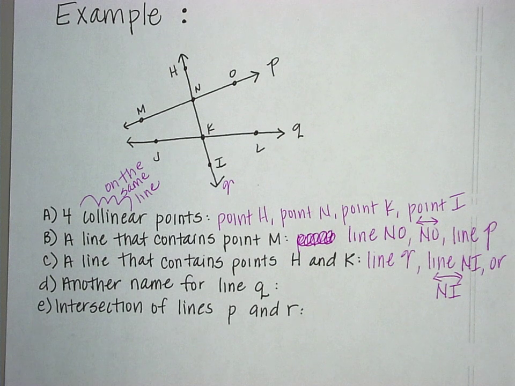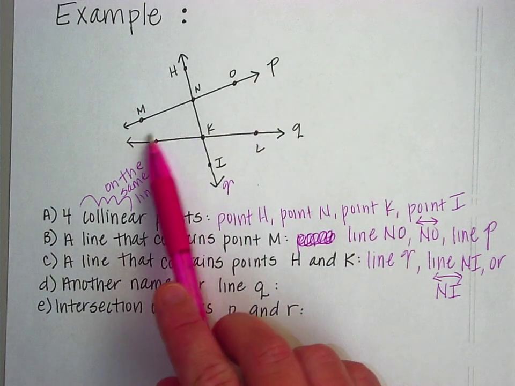Another name for a line, Q. So we can only name a line by 2 ways, by a lowercase script letter or by 2 collinear points. So we've already named this line by Q.